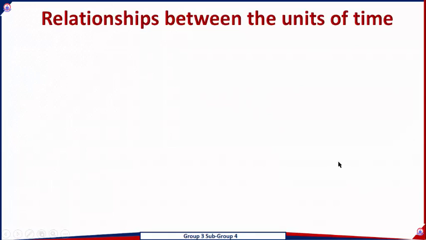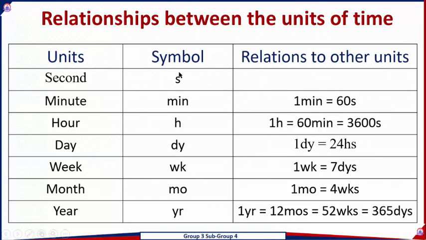From these illustrations, we can use this table to summarize all that we have done. We have said that the units of time are second, minute, hour, day, week, month, and year. They have their respective symbols. Second is S, minute is MIN, hour is H, day is DY, week is WK, month is MO, year is YR. In the same way, relationships exist among them.